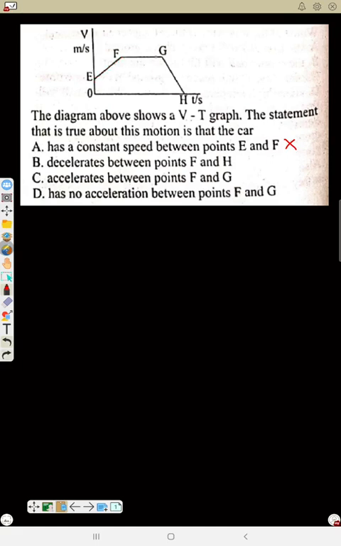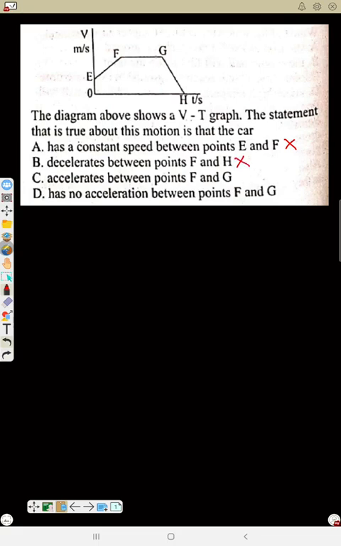Now let's see B. Decelerate between point F and H. Say F, say H. There is no line of deceleration there. So assume we have a line that goes from here to here. That means we can say it's decelerating from F to H, but there is no line there, so it cannot decelerate from F to H. If there is a line here, I will choose that. Because there is no line, it's not decelerating from F to H.